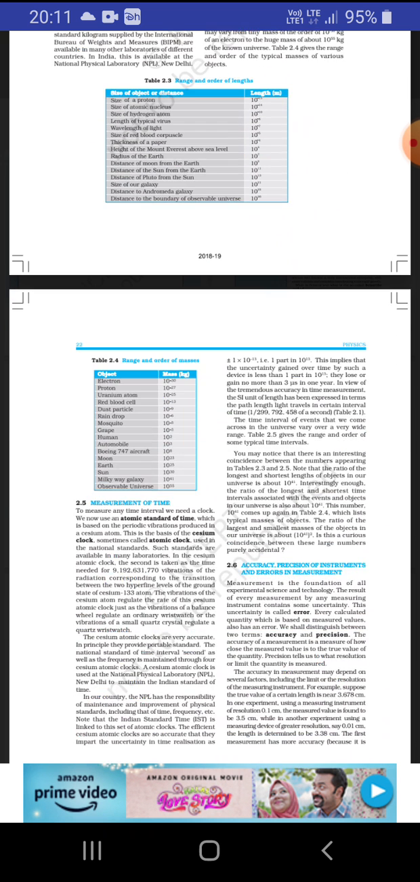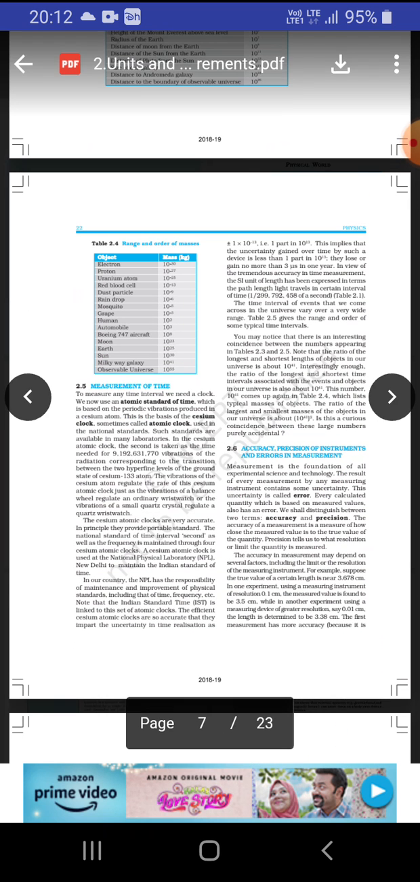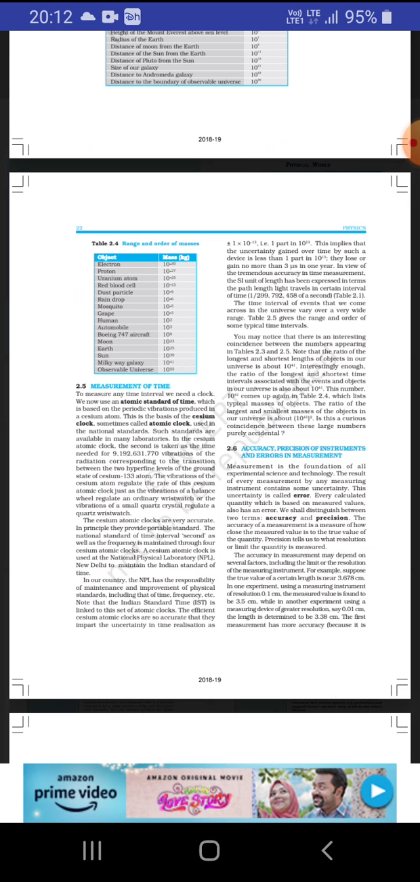So measurement of time. How can we measure time? We can measure time using the atomic standard of time, or Indian Standard Time, IST, which you have learnt in your geography. Like that, they call it the atomic standard of time, which is based on the periodic vibration of a cesium atomic clock.